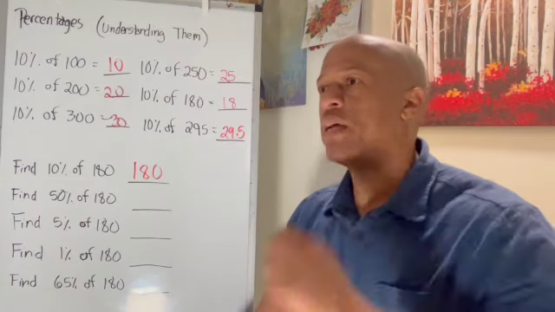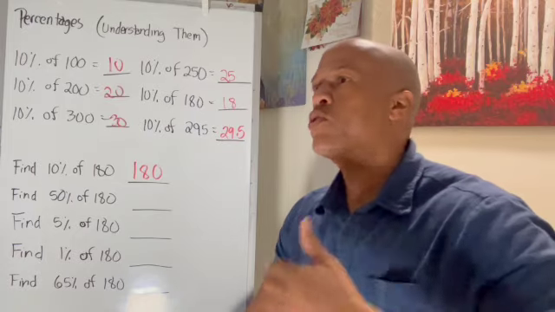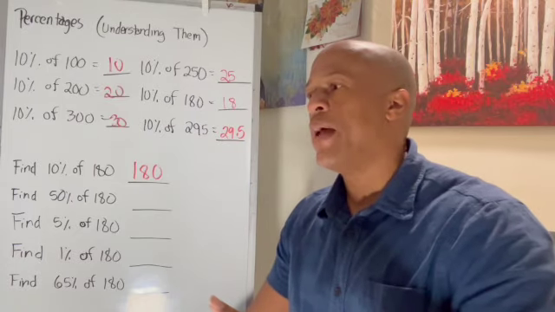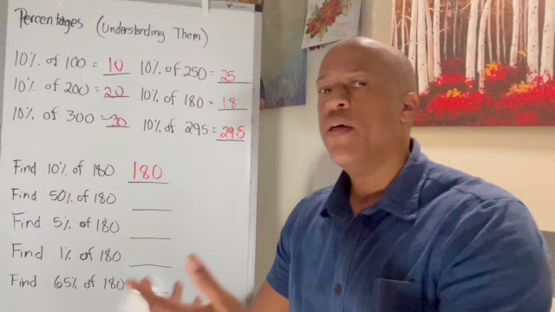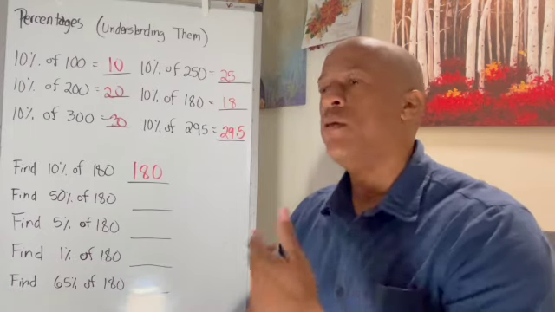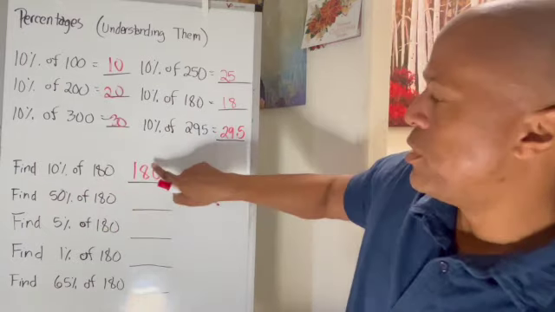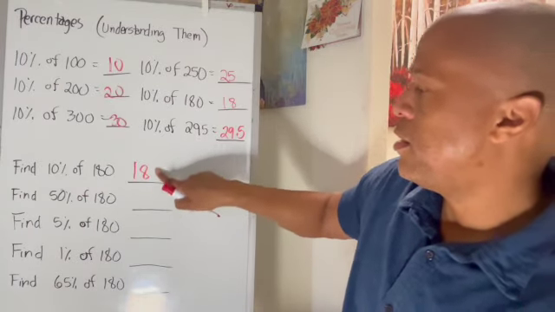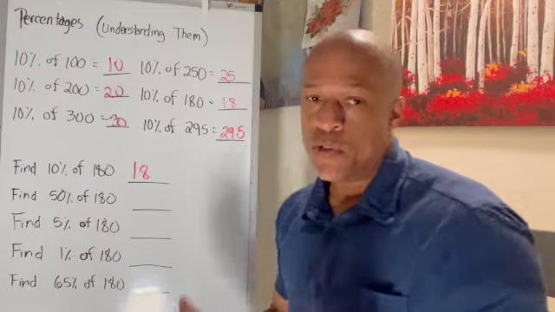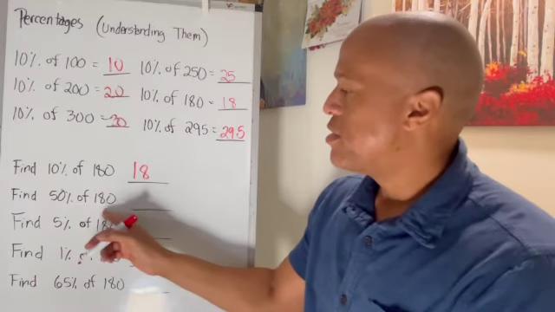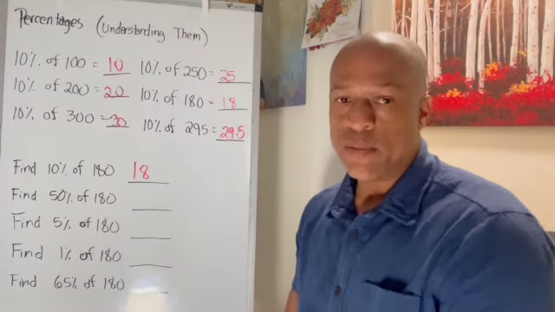concept of percentages. Again, what I'm doing here is just reinforcing that concept of percentages, a number out of 100. It's a number out of 100, right? So here, 10% of 180 is 18. Yes, I had that mistake on there. No one's perfect. But what is 50% of 180 then?